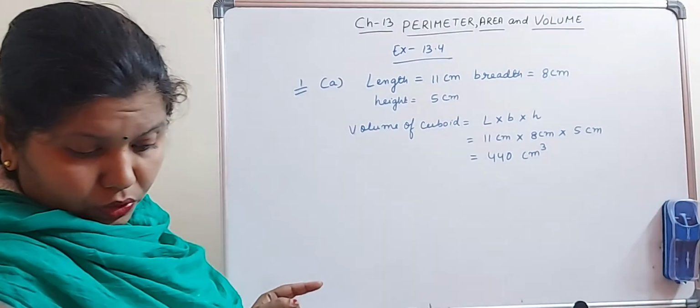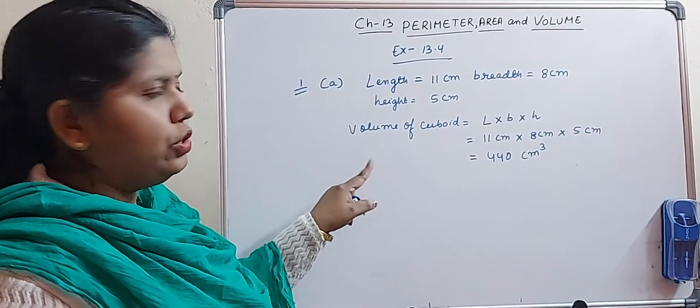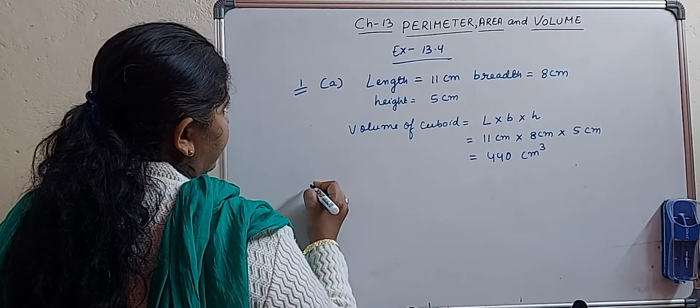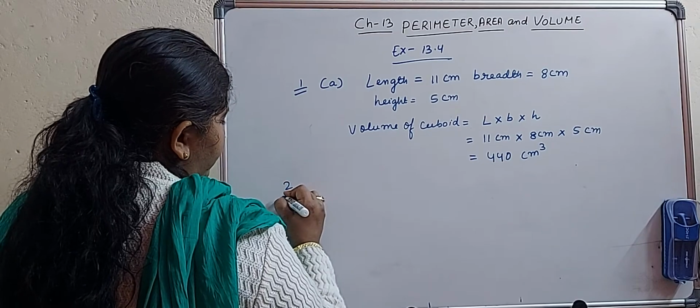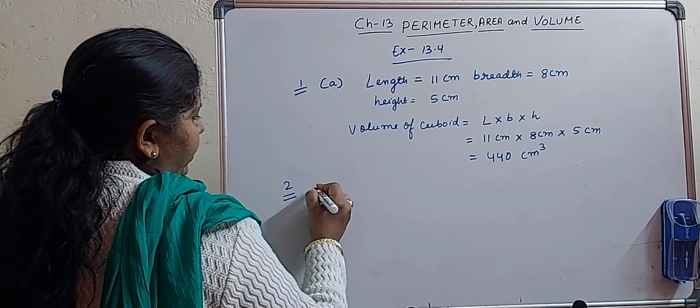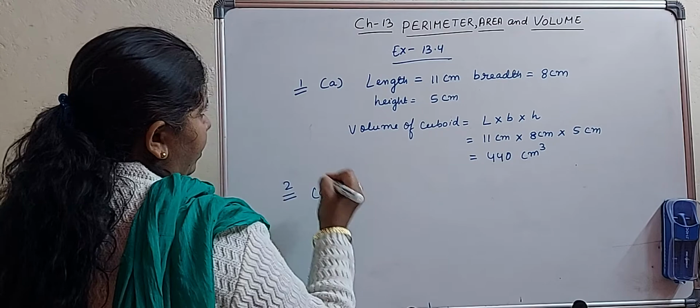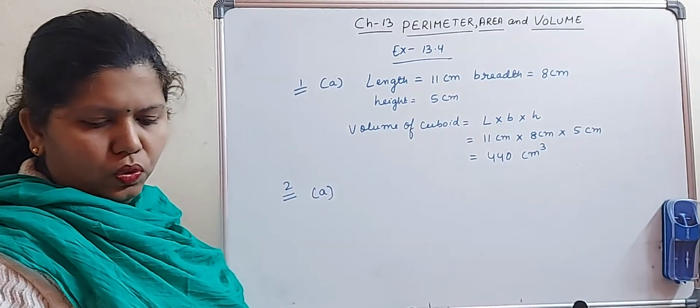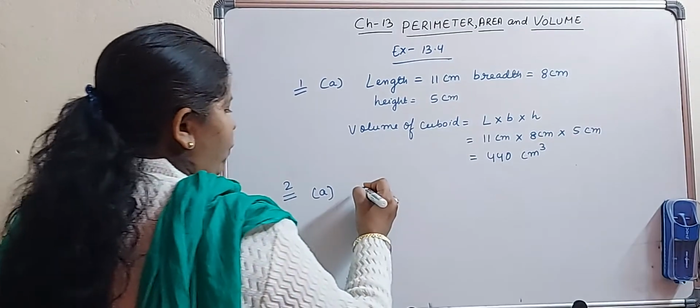Okay, we have total 4 bits here. So remaining questions, please do it yourself. Now we will come to the next question, that is 2. I am doing bit A. The question is, you have to find the volume of the cube whose side is 4 centimeter.